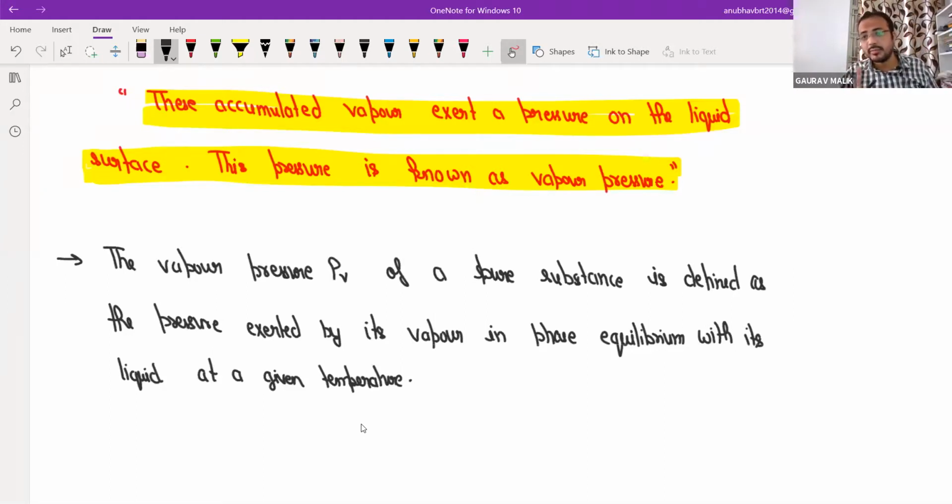And there should be no confusion between partial pressure and vapor pressure. Both are different things.